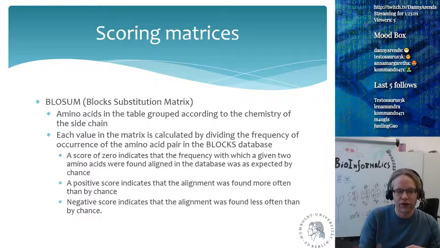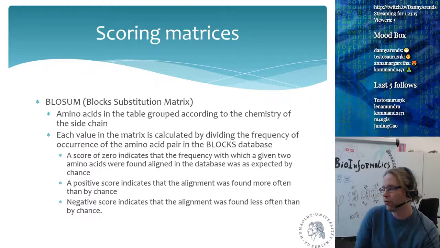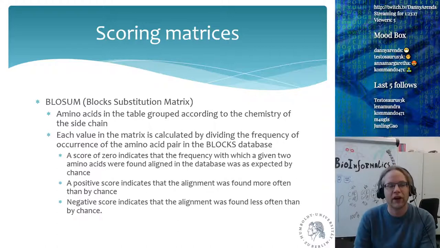A score of 0 indicates that the frequency with which two amino acids were found aligned in the database was what was expected by chance. A positive score means it's found more often than chance, so two amino acids are very likely to be substituted by each other, and a negative score means it's very unlikely for an amino acid to be substituted by another one.